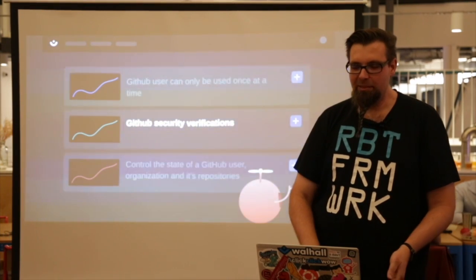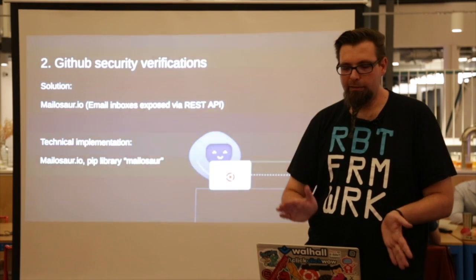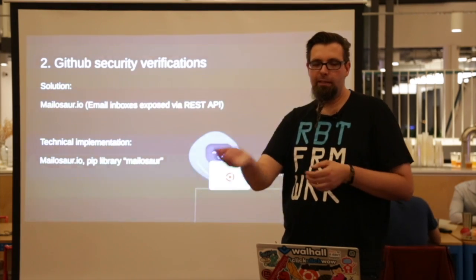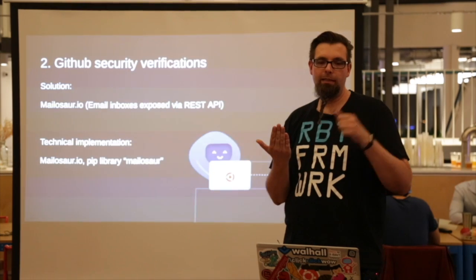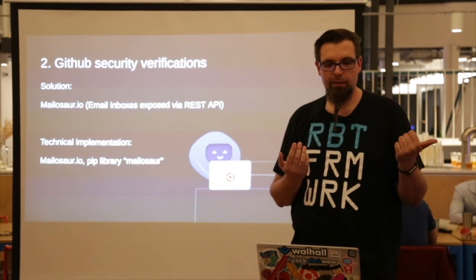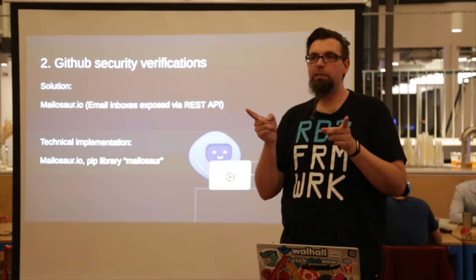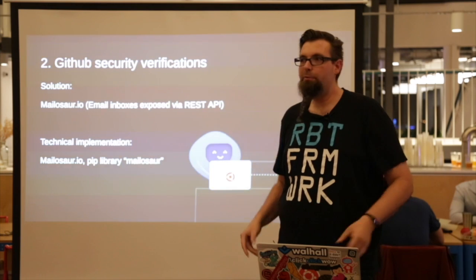Okay, so the second thing on the list, GitHub security verifications. Since you already seen the test for this, I won't run it again, I promise. But I'll tell you some details on this. So you've seen this verification, and what's actually happening when it shows me this page, it sends an email to the email account of this GitHub user, and I'm required to get this six-digit number from this email and then put it into the web form.